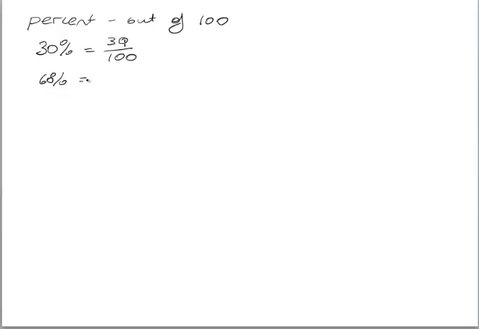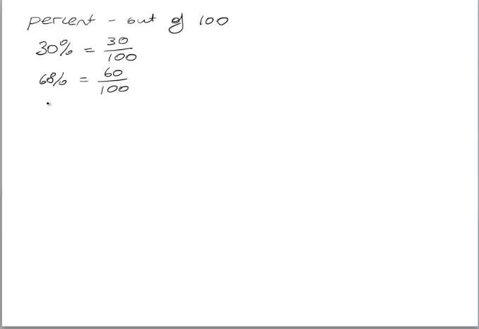This video is about understanding percentages, and in particular looking at how we can change a fraction to a percentage. The first thing we need to remember is that percent means out of 100. So if I have 30%, what that really means is that I got 30 out of 100. If I have 60%, then that's 60 out of 100.